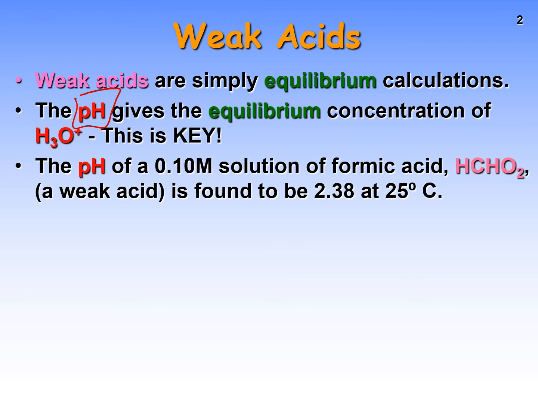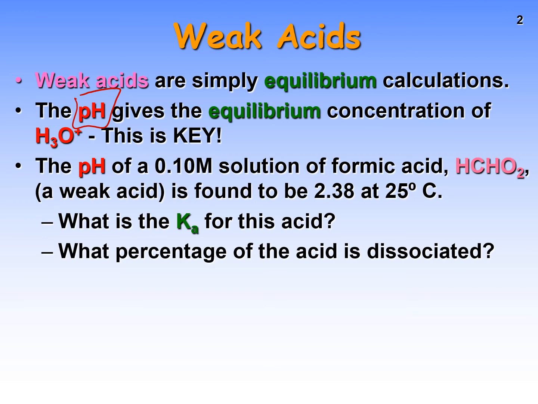The pH of a 0.1 molar solution of formic acid is found to be 2.38 at 25 degrees Celsius. And we want to know, hey, what's the Ka for this acid? Or what's the percent of the acid that actually dissociated, right? Percent ionization or dissociation.